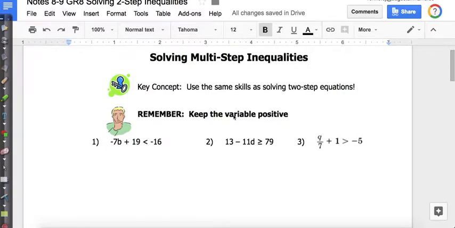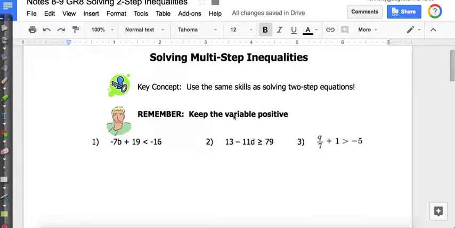My video on solving multi-step inequalities. So we're going to use the same skills as solving two-step equations. The only thing we have to remember from what we've already learned about inequalities is to keep the variable positive.